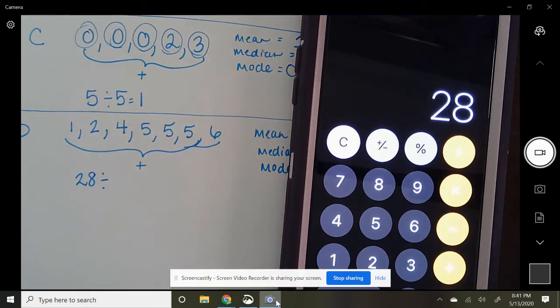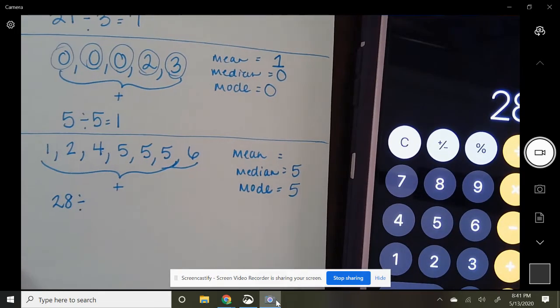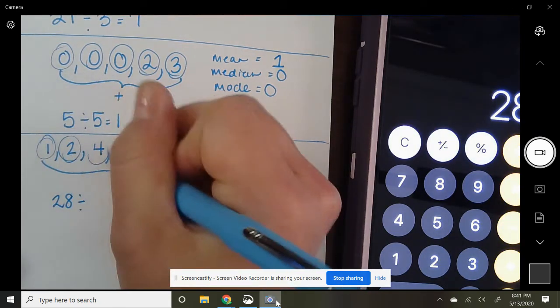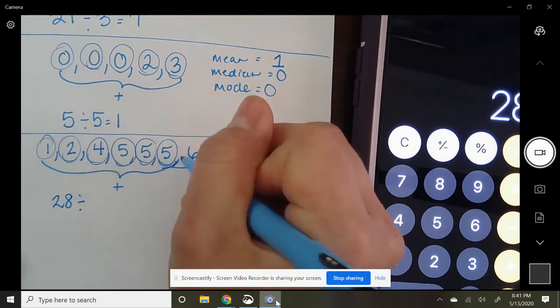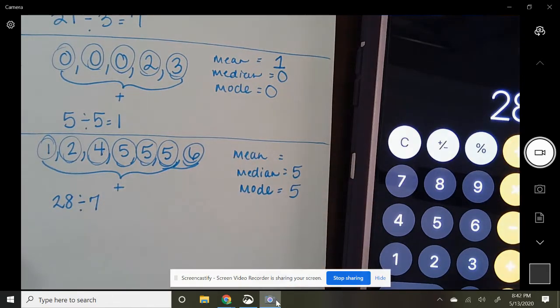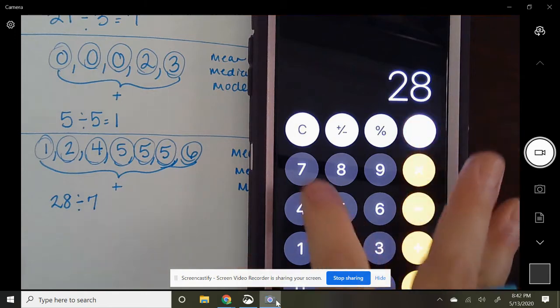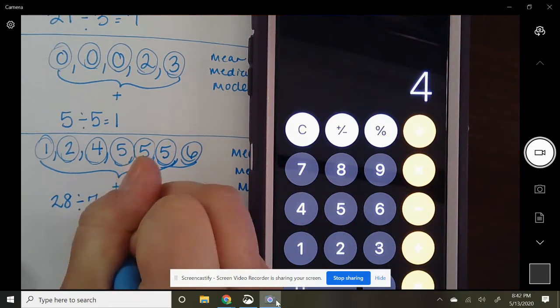So I've added those up. I have 28, but now I need to find out what I need to divide by. I need to figure out how many numbers are in my data set. 1, 2, 3, 4, 5, 6, 7. 28 divided by 7. This is a math fact, but if you're not sure, you can use your calculator, and it is a 4.